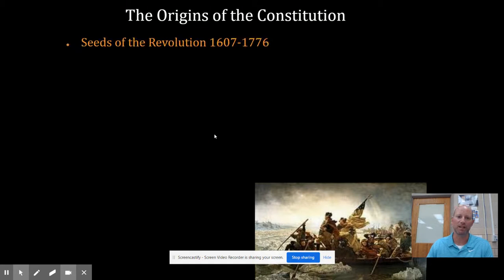So if we look at the origins of the Constitution, the seeds of the revolution between 1607 and 1776, we go back to all the first English settlements, Jamestown, Roanoke, all those ones, as people were coming from Europe, settling. A lot of the colonists who came from Great Britain were so proud to be British subjects. They loved being a part of the monarchy. They were so happy. But as we know, there were conflicts in Europe, like the Hundred Years' War and things like that, where England is fighting France and all these different wars going on.